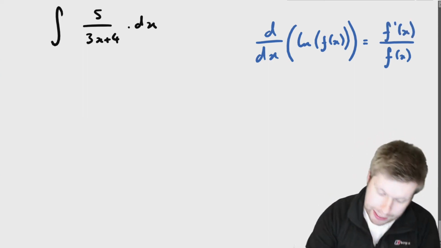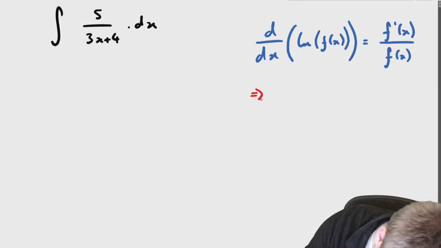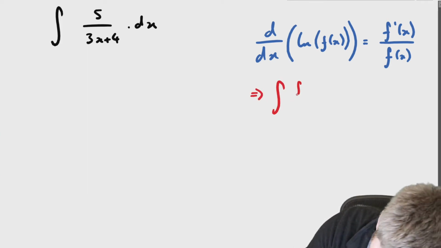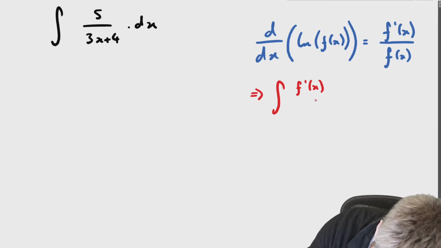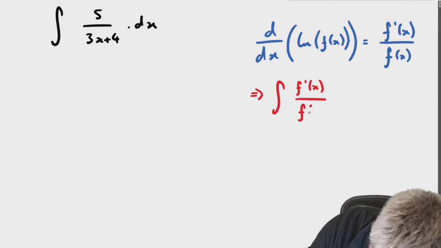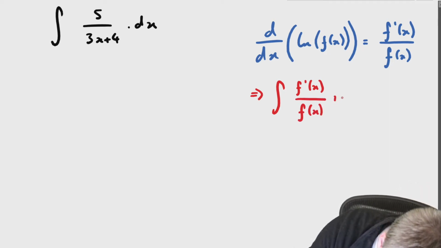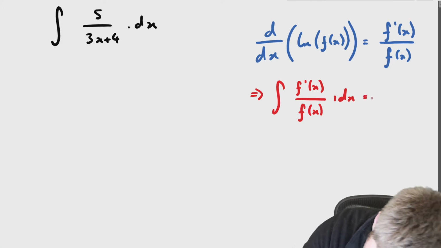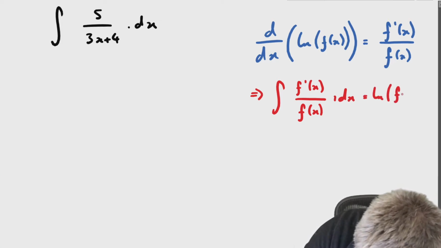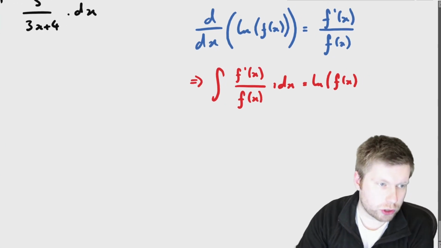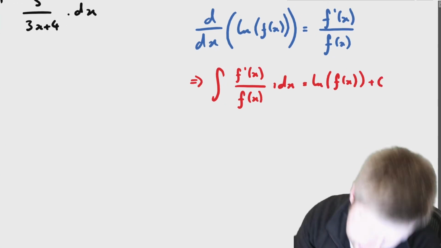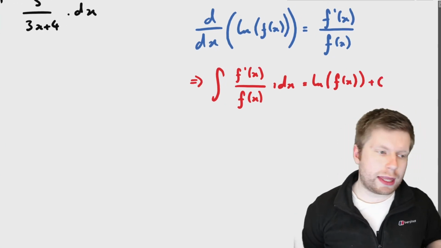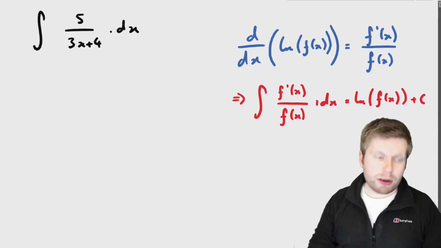So what that means then, is that if I'm trying to integrate a function of this type, where I've got the derivative of the function on the numerator and the function on the denominator, with respect to x, that should just be equal to the natural log of the original function, or in other words the function on the denominator, plus c. Okay, so I think we can use that with these next examples. So let's have a look at this.